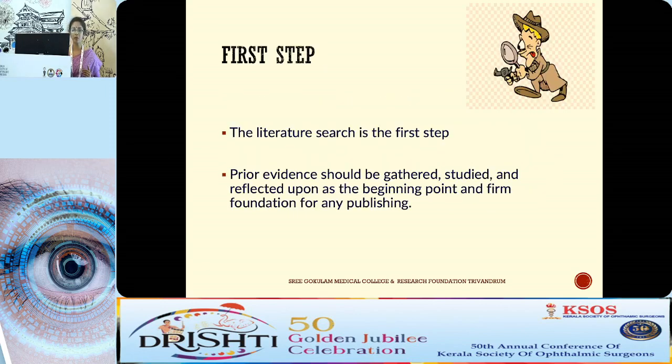So the first step in writing an original article is to do a thorough literature search. Like Dr. Neena said, you have to do a very thorough literature search. You can use different search engines, different platforms like PubMed. So you go through different studies so that you can highlight the findings of your study.